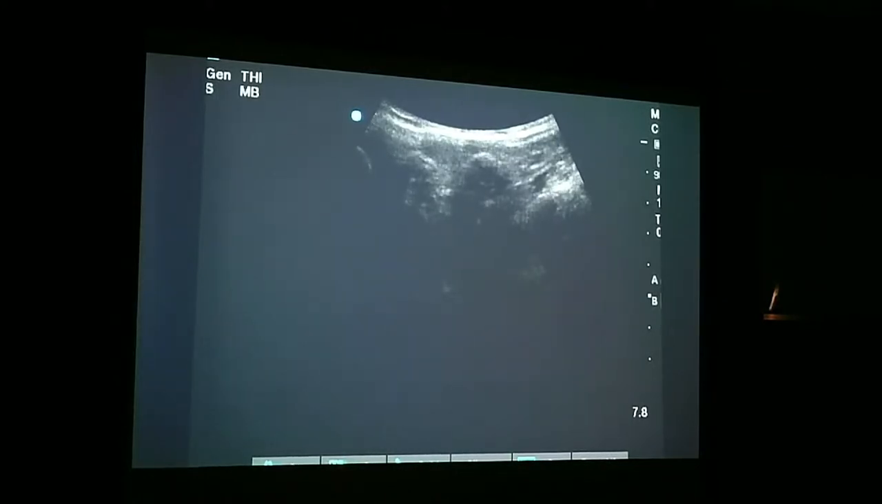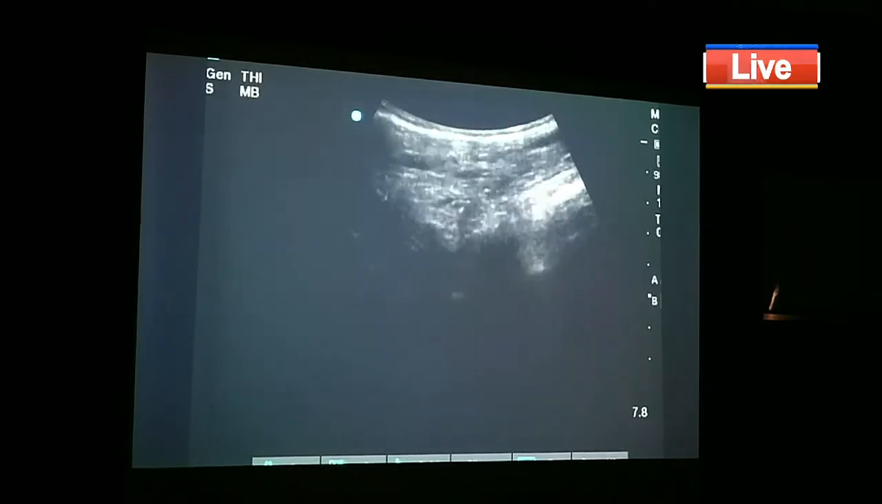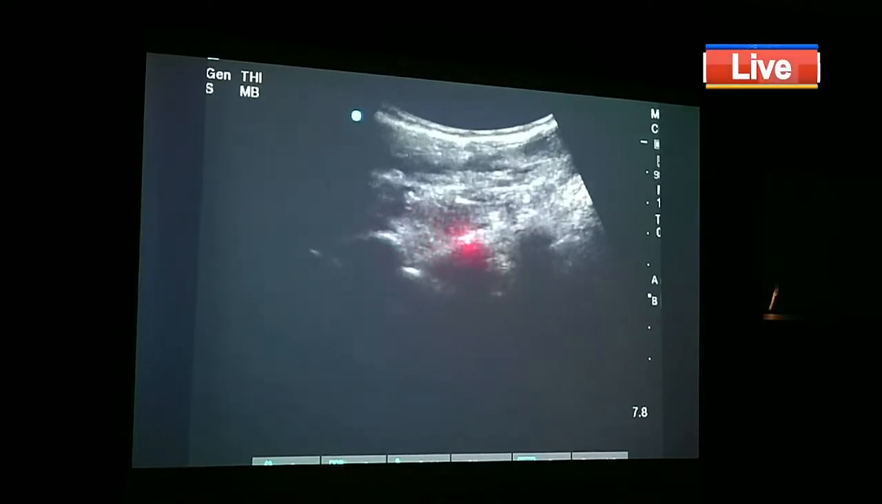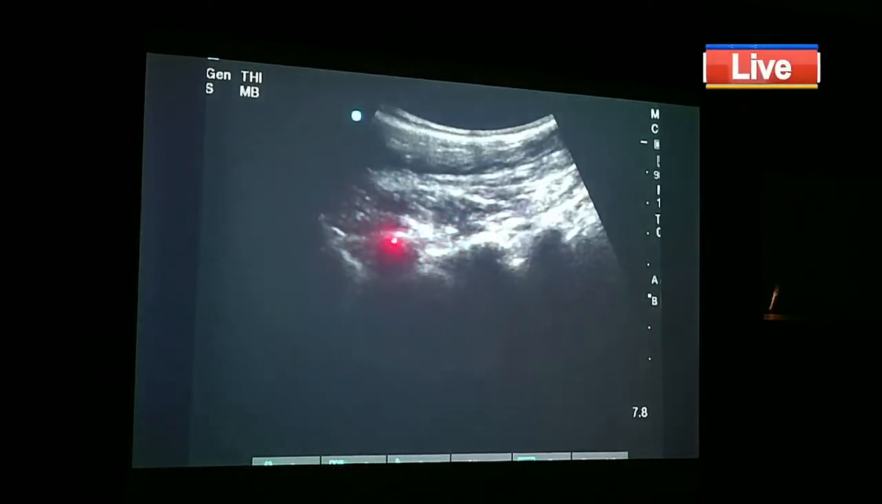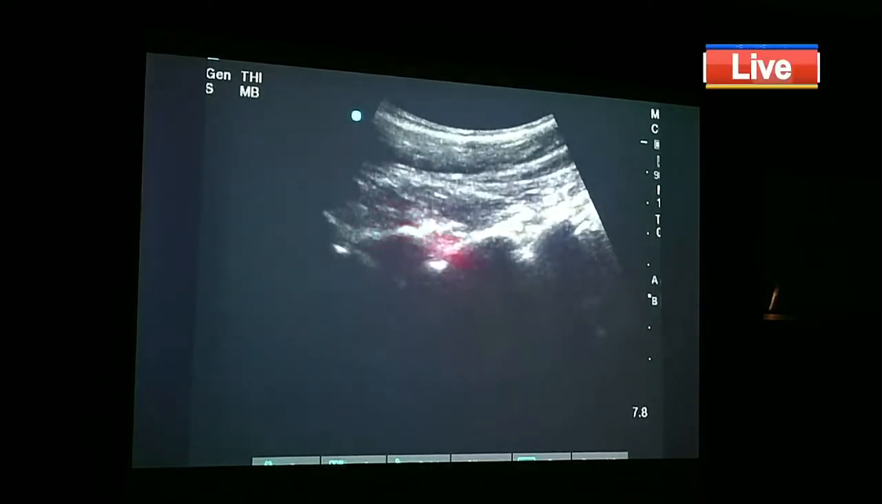Okay. So you can see this spine. Now let me move slightly paramedian, and you will start seeing the lamina. Okay. This is the laminar view. And you can see this lamina. Remember that picture in the slide which I have shown you. Okay. This is the lamina.